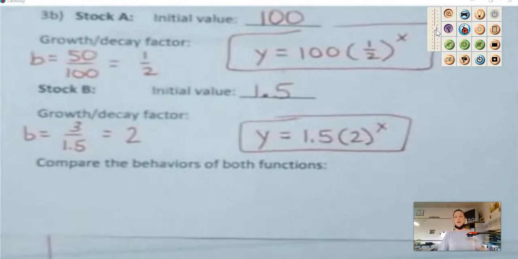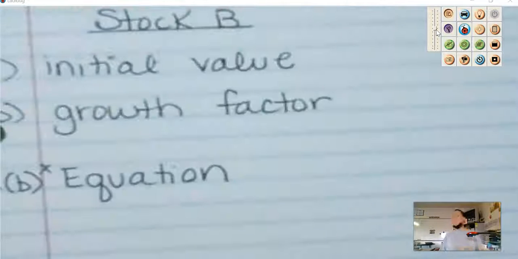Okie dokie. Then today we're done for all of this for the growth and decay. Tomorrow we're going to be doing an activity.